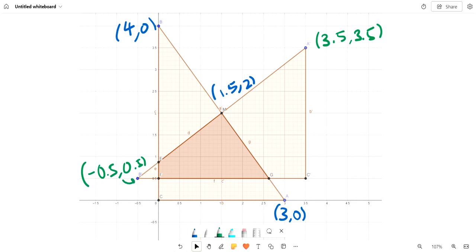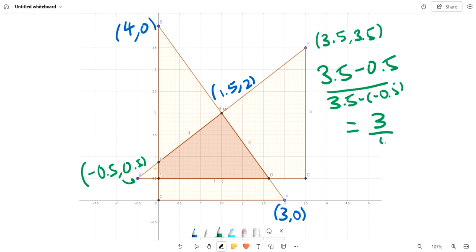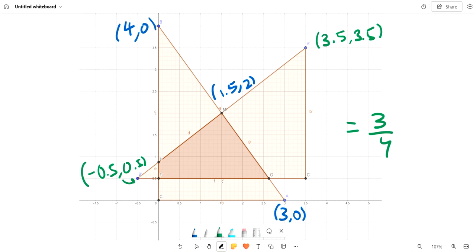And so now we can find what point E is, because it's the intersection of the y-axis and B prime A prime. So we can find A prime B prime because we have 2 points, and we can find the equation of the line. So we know the slope would just be 3.5 minus 0.5 over 3.5 minus 0.5, which equals 3 over 4. And we see that's the slope. So y equals 3 over 4 x.